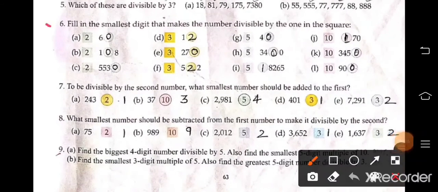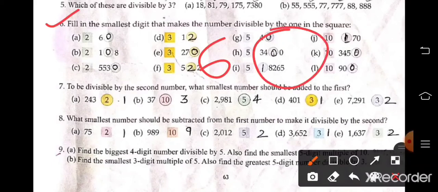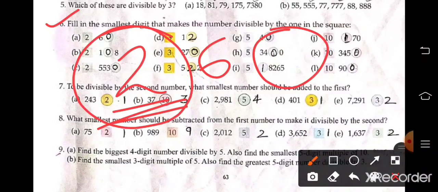Now question number 6. Fill in the smallest digit that makes the number divisible by 2 in the square. So for divisible by 2, its ending at one's place should be 0, 2, 4, 6 or 8. So here the smallest number we will fill is 0.